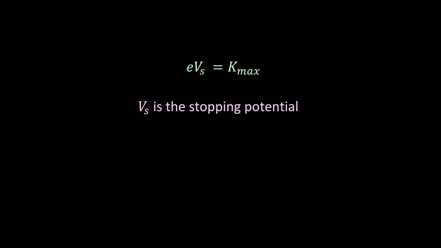By applying a voltage across the metal plate, you can make it positively charged and cause the escaping electrons to be attracted back. And if you increase this voltage until even the fastest electrons are just prevented from leaving the surface, then the maximum possible kinetic energy has gone into doing work against the potential difference. At that point, we can write that the work done, which is equal to the electron charge times the voltage, is equal to the maximum kinetic energy. And here Vs is called the stopping potential.